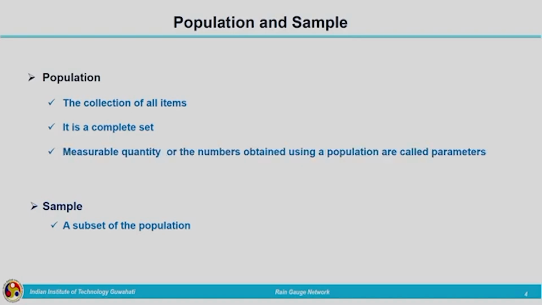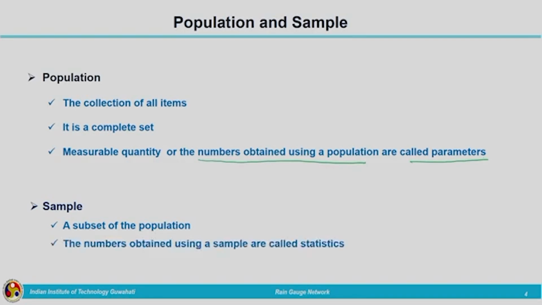And the measurable quantity or the numbers obtained using the population are called the parameters of the population. But in the case of a sample, it is termed as the statistics. So, both are representing data only. Population represents the complete set and sample represents the subset of the complete set. The measurable quantities which we derive based on the population data are termed parameters, and in the case of a sample, we call them statistics.